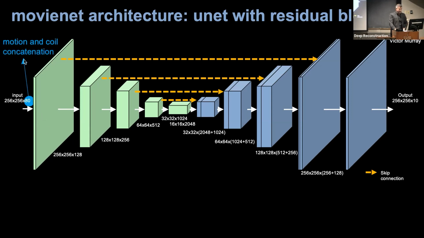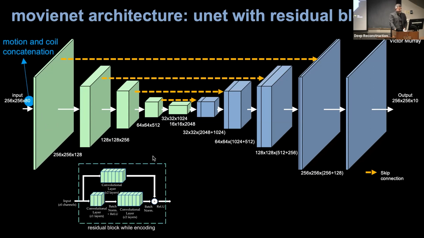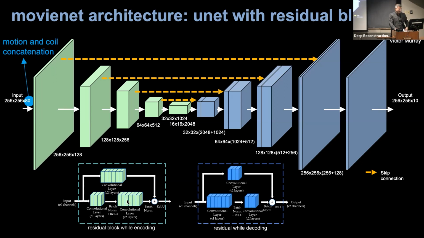In the input, we are concatenating motion and coils, and this is going through a network. For the encoding part, we're using residual blocks for encoding and decoding. We also split this part into two sections, so that gave us more robustness in terms of results. This part of the network will encode all the spatial and temporal features. And then the second part, the decoding part, will remove the aliasing artifacts and also combine the coils.